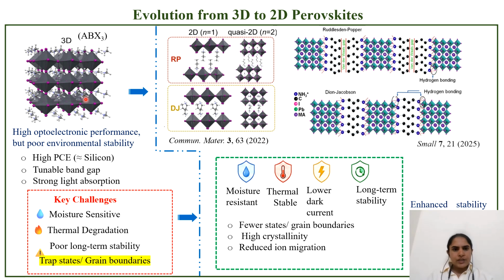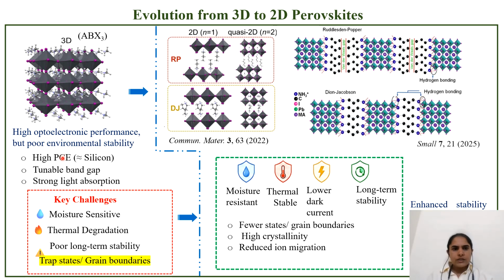As I discussed, these 3D perovskite materials have excellent properties like high power conversion efficiency, tunable band gap, and strong light absorption. But there are some key challenges associated with the 3D materials: they are moisture sensitive, prone to thermal degradation, and have trap states and grain boundaries.